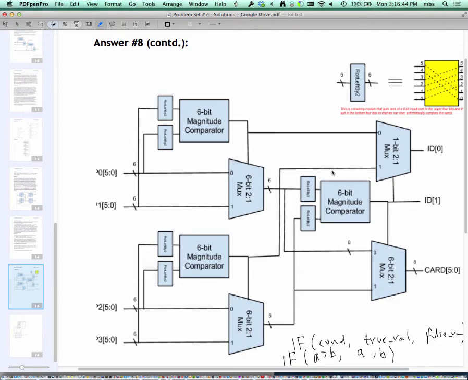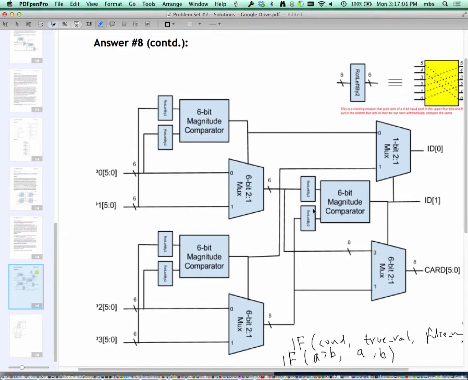And I can use this to then do a group select, and if ID 1 was 0, that means the winner was among P0, P1. So then I have a single bit 2:1 multiplexer out here, and I pass through to get the ID 0. So that's one approach.